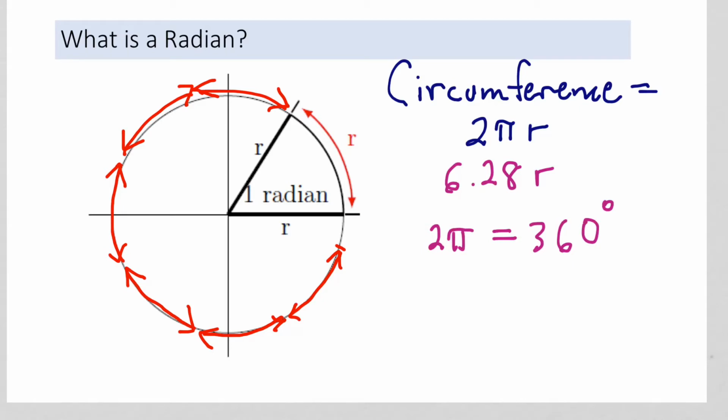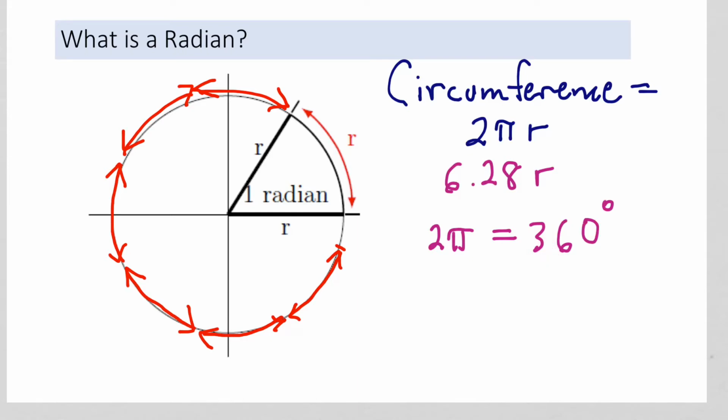What I mean by that is if you go one full trip around the circle, that's 360 degrees, which would be 2 pi radians. So that's an equivalency: 2 pi radians is equal to 360 degrees.